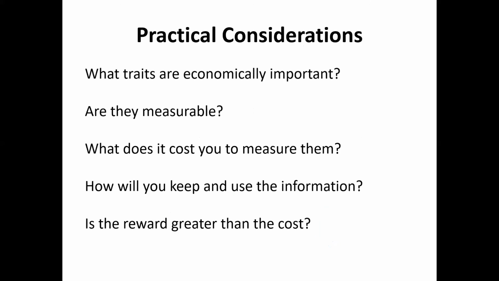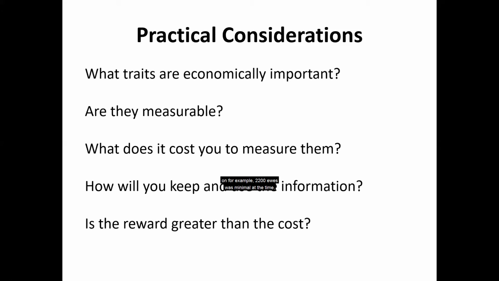But let's put it in a practical context. Okay, if it's variable and you can detect differences, you can change it. And if it's heritable, you can change it genetically. But sometimes it's worth asking the question whether that's a good idea or not. And so the questions to ask are, what traits are economically important? Are they measurable? How much does it cost to measure them? How will you keep the records and how will you use the information? And at the end of the day, is the reward for doing that greater than the cost?